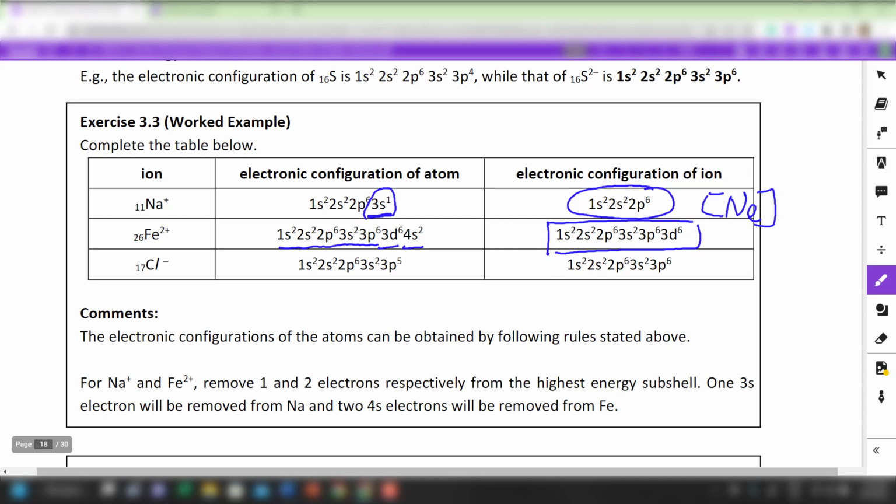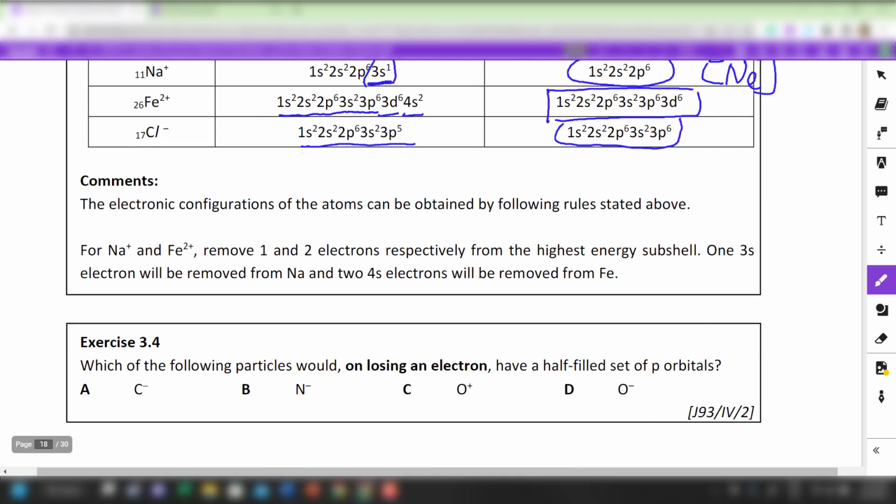Again for chloride, everything else is the same. I think that is not too difficult, but when you add electrons, you add it into the 3p subshell. So the electronic configuration for chloride will be 1s2, 2s2, 2p6, 3s2, 3p6.